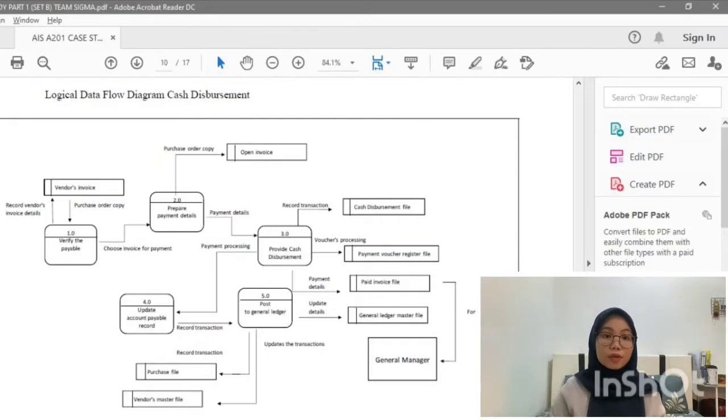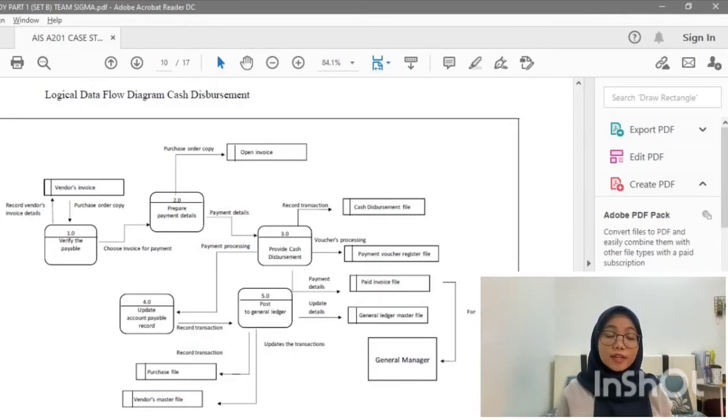So in this system, the person in charge is Lisa. The first process is verifying the payable. In this process, firstly, she will file the purchase order when she receives it into the vendor's invoice file, and next she will record the vendor's invoice details in the vendor's invoice files as well. And lastly, she will choose the invoice for payment.